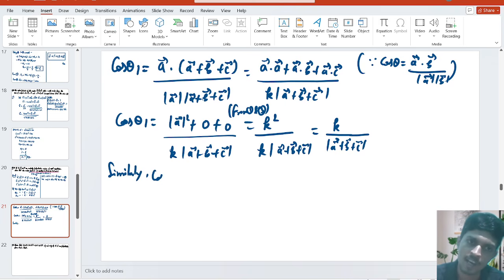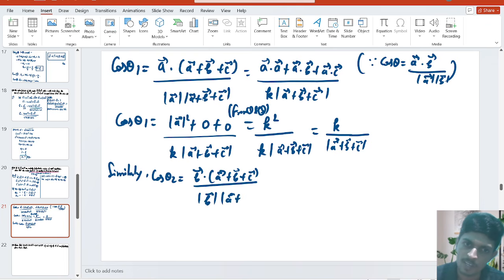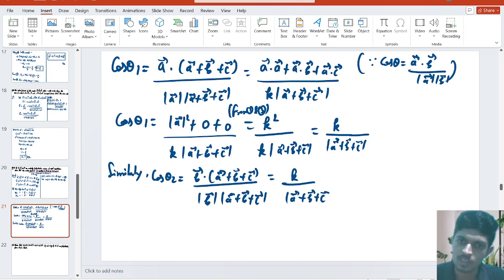Similarly, you find cos theta 2. This is vector B dot (vector A plus vector B plus vector C) upon modulus of vector B and modulus of vector A plus modulus of vector B plus modulus of vector C. Using the formula here, you get k times the vector A plus vector B plus vector C, and using this value, B dot B is equal to modulus of B squared, and B dot A is 0, B dot C is 0.